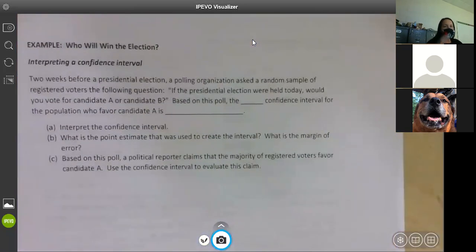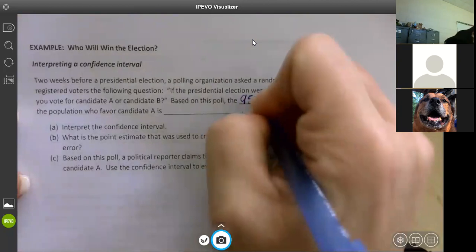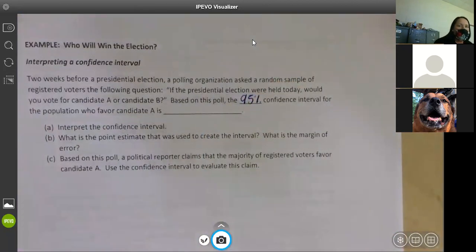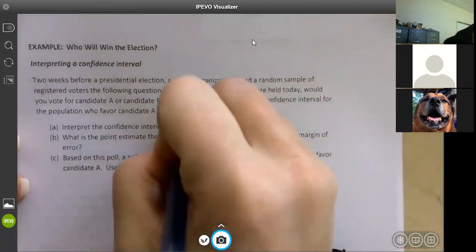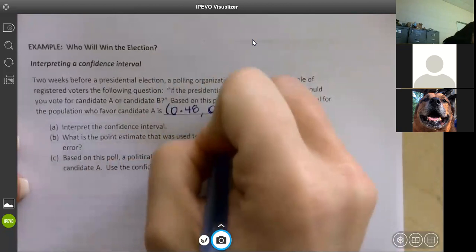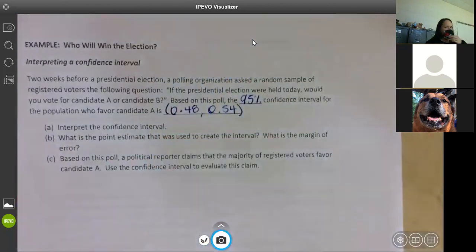Interpreting a confidence interval. Two weeks before a presidential election, a polling organization asked a random sample of registered voters the following question. If the presidential election were held today, would you vote for candidate A or candidate B? Based on this poll, we are doing a 95% confidence interval for the population who favor candidate A. The interval was 0.48 to 0.54. What does that mean? That between 48% and 54% voted for candidate A with 95% confidence. That's what we think, okay?